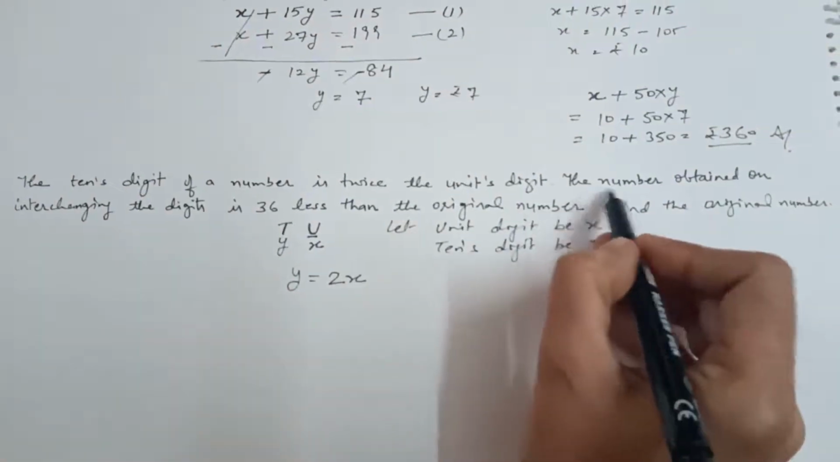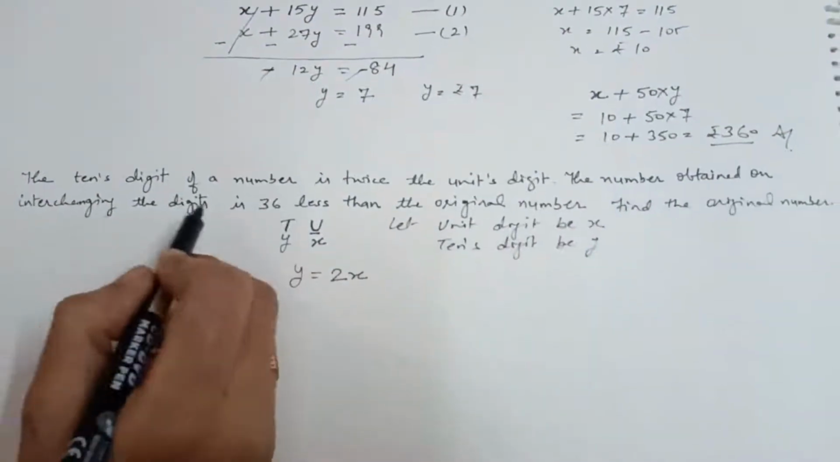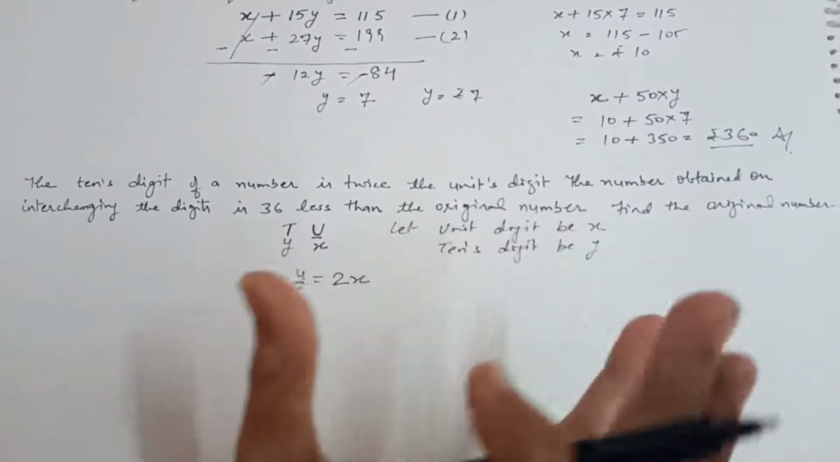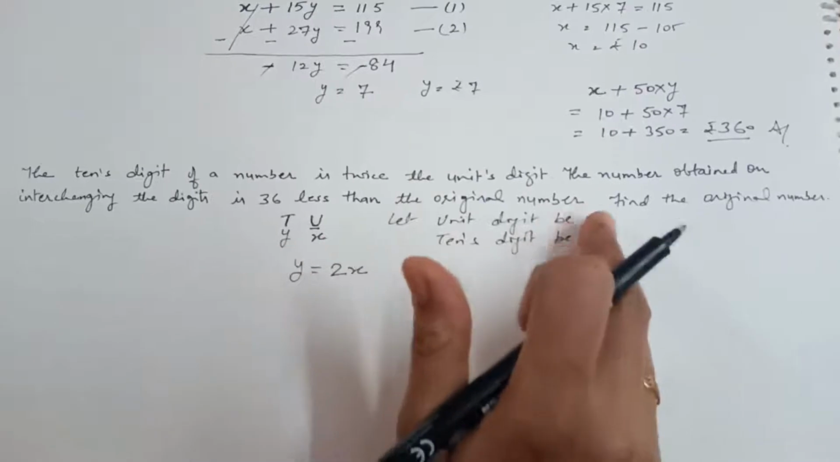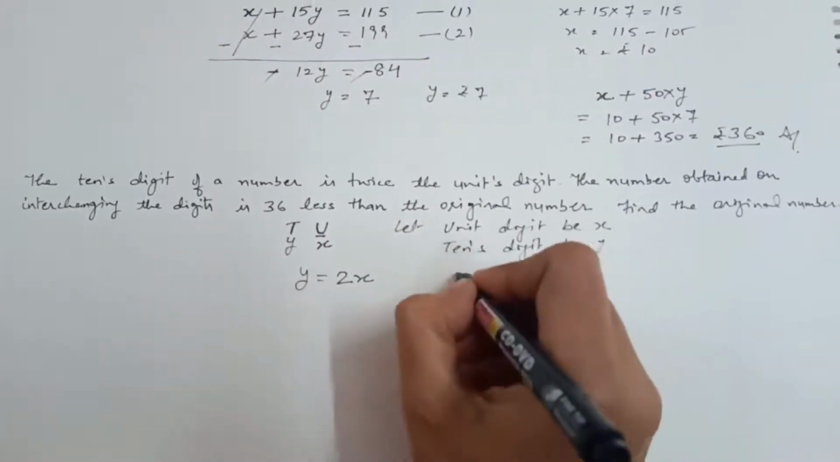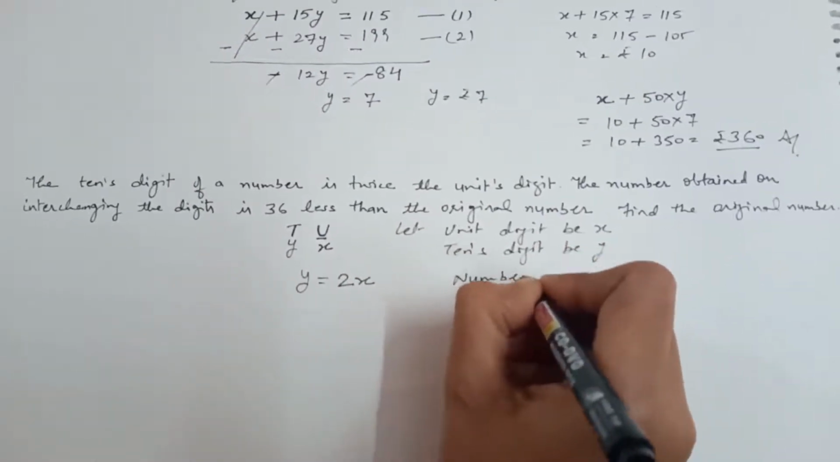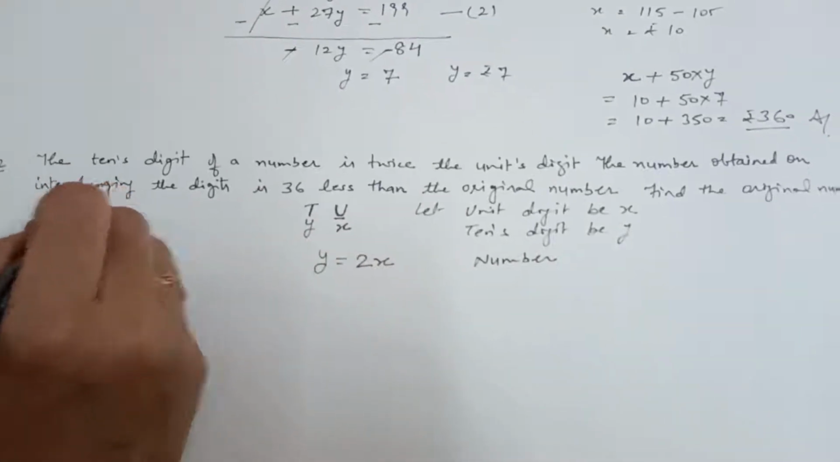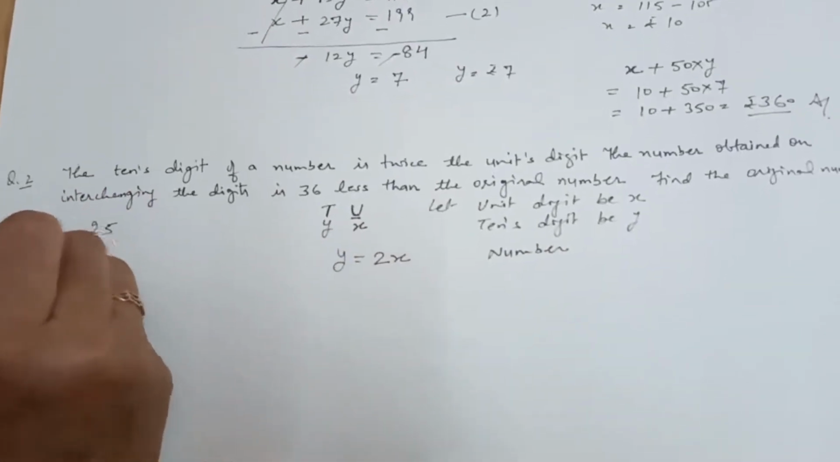The number obtained on interchanging the digits is 36 less than the original number. So what will the number be? The number will be in expanded form. Suppose any number is 25.